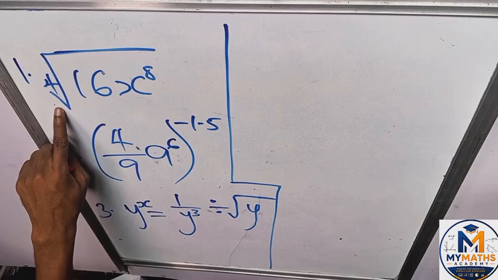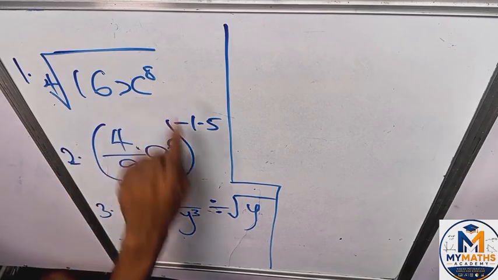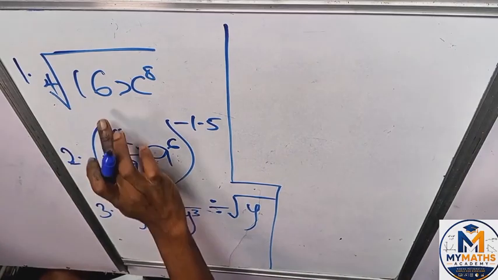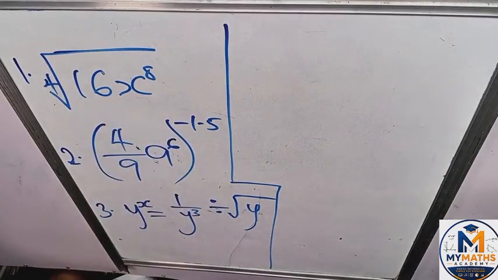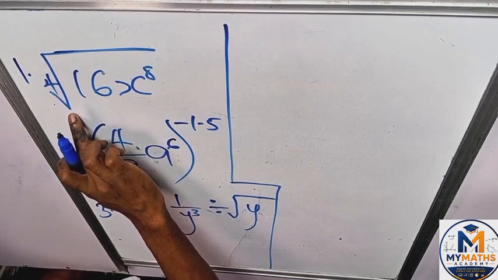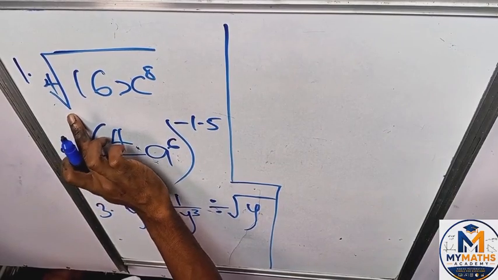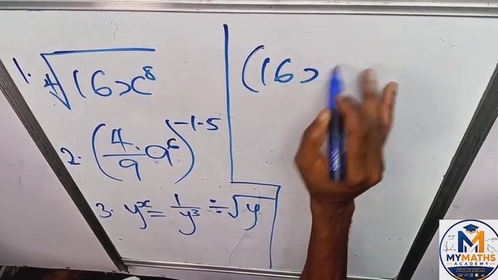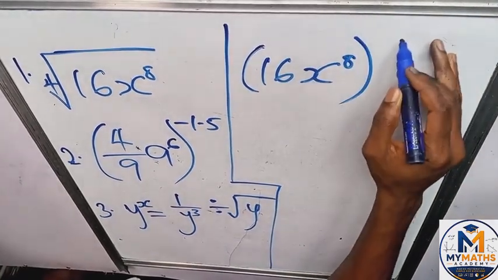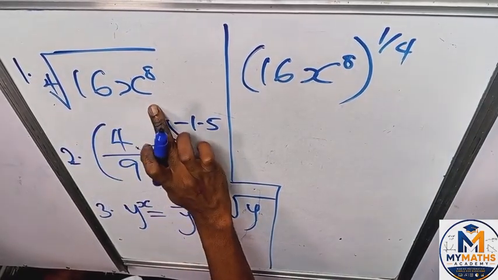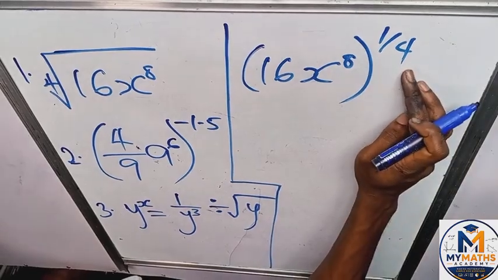The fourth root of 16x raised to power 8, and what we should do is simplify. To do this, I'm going to show us two ways we can use to solve this question. The first way is that I'm simply going to remove it from the roots. So I'm going to say open bracket 16x raised to power 8 close the bracket raised to power 1 all over 4. So the fourth root of 16x raised to power 8, this is what it means.